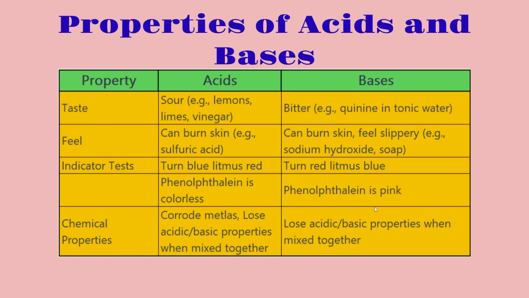And now for some indicator tests. We know that if we have a piece of litmus paper and dip it in acids, it's going to turn red, or even if it's already blue and we dip it inside of acid, it'll still turn red after that. And for bases, if we had a normal piece of paper and put it in, it would turn blue, or even if it was already put into an acid, and then we take it out and put it inside the base again, it's going to turn blue. And for some chemical properties, both of these lose acidic or basic properties when they're mixed together. So these are just some properties of acids and bases.